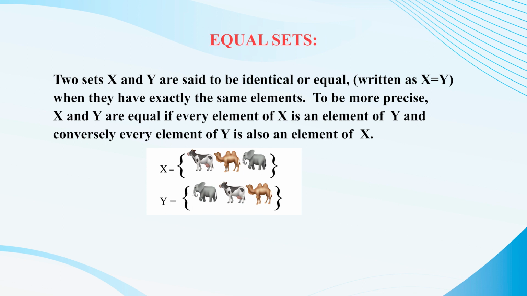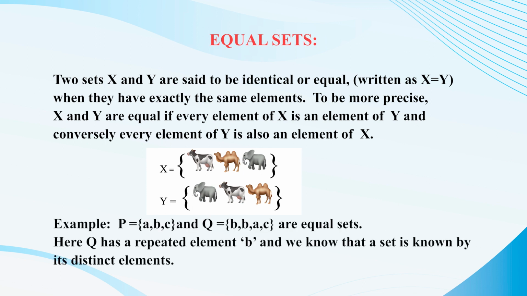Let us see one more example of two sets P and Q. Here, P and Q are equal sets as Q has a repeated element B, and we know that a set is known by its distinct elements.